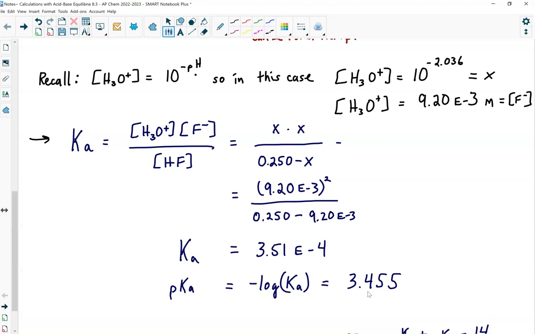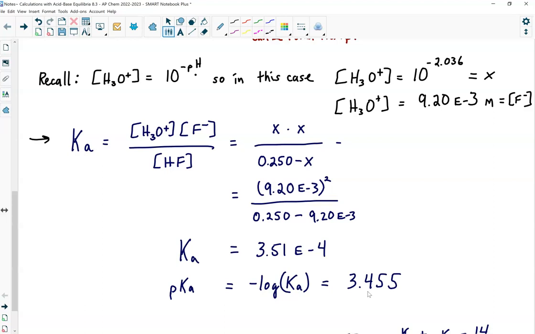And just for the heck of it, I took the negative log of that to get the pKa. I don't think I asked that in the initial prompt, but they may ask you to find the Ka and the pKa. Well, finding the pKa is pretty simple. Anytime you take the negative log of something, you're going to call it the p. So pKa means the negative log of the Ka.